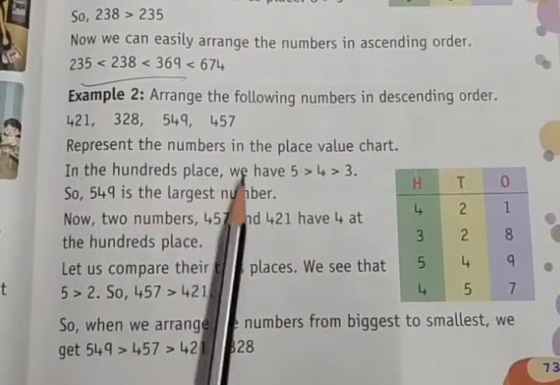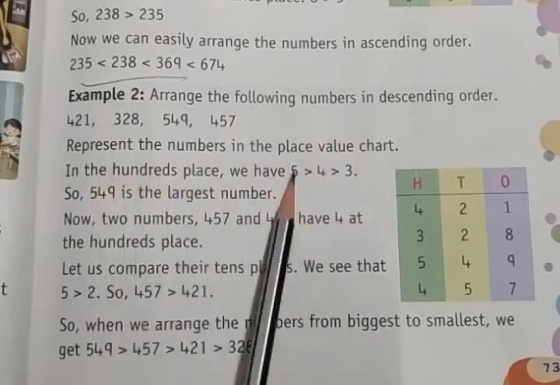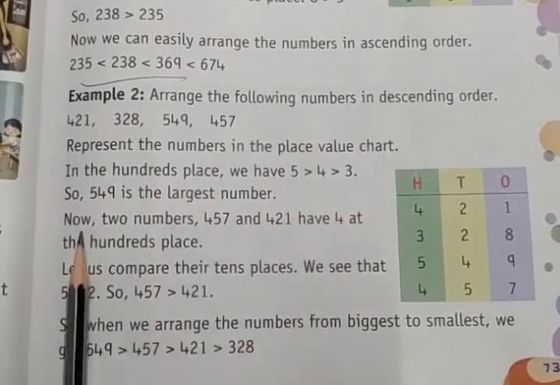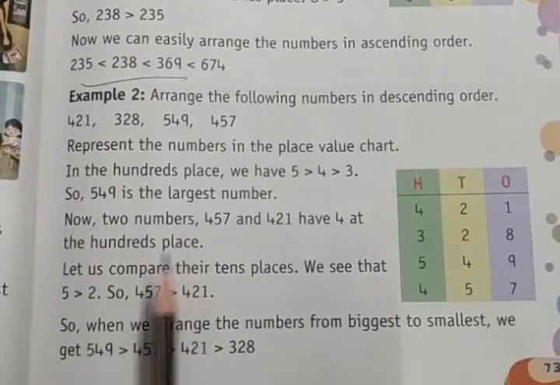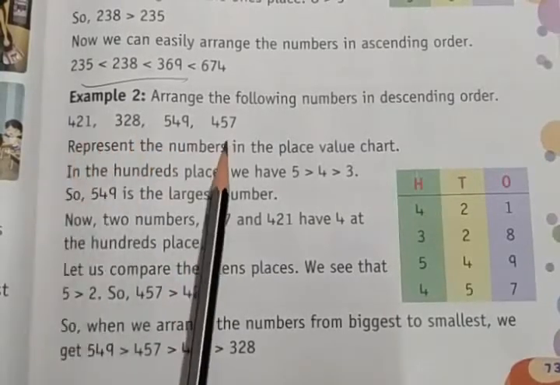In the hundreds place, we can find 5 is greater than 4, 4 is greater than 3. So 500, 400, then 300. Here, in the 300, we need to compare again, and 300 is the smallest number. Forget about it; in the 400, we have two numbers, 421 and 457.